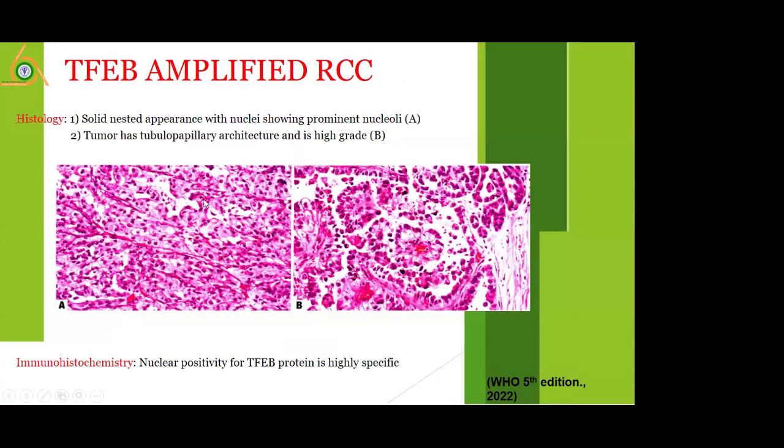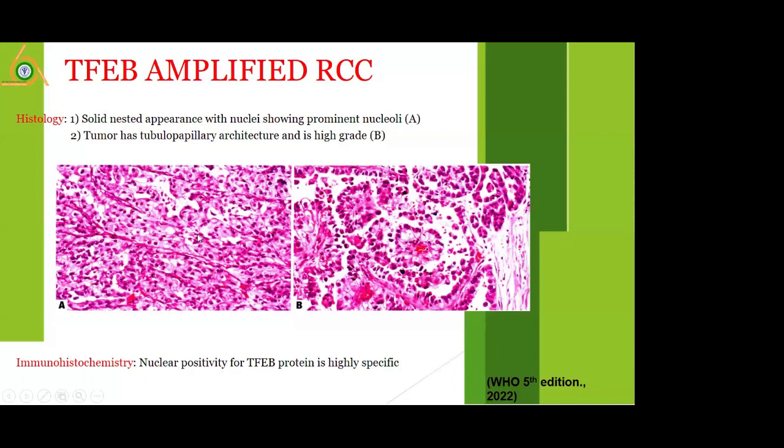So here for the TFEB rearranged, I told you biphasic population with alveolar spaces, in between you have small cells. Here it can be variable morphology. You can have a solid nested appearance. You can have tubulopapillary architecture. It's very difficult to pick up these kinds of RCCs.